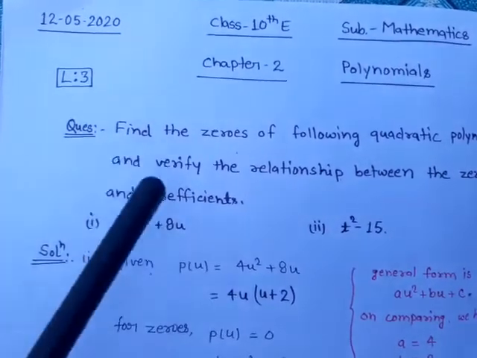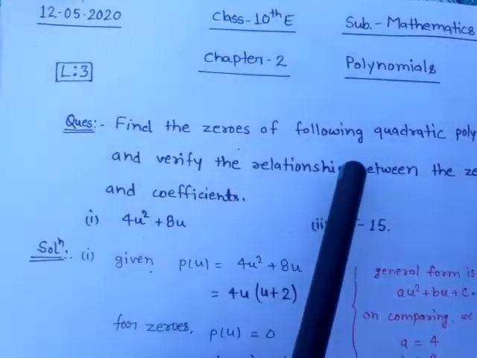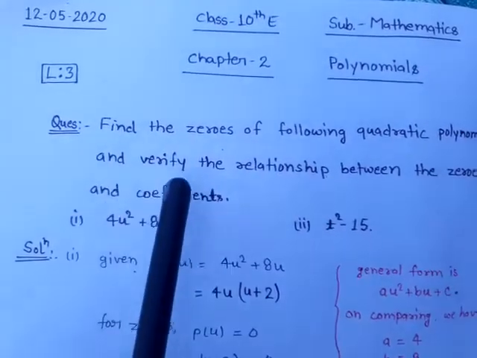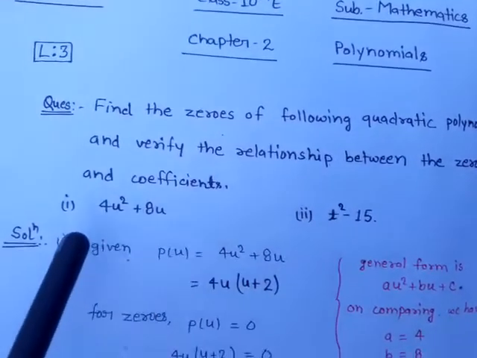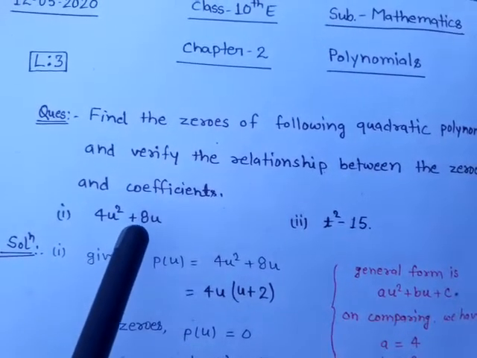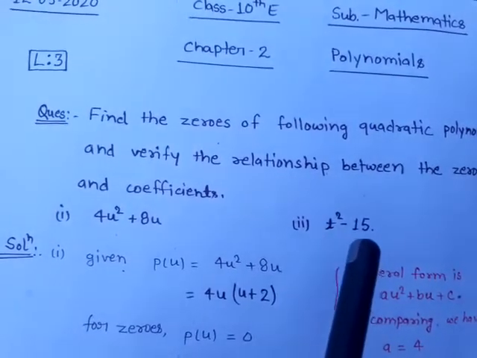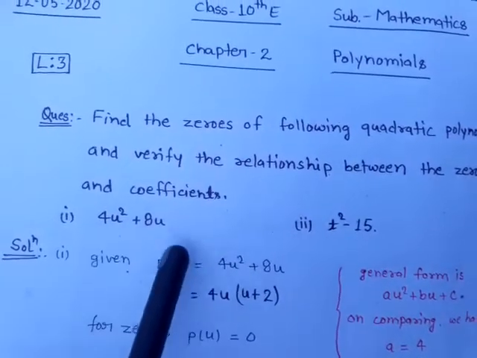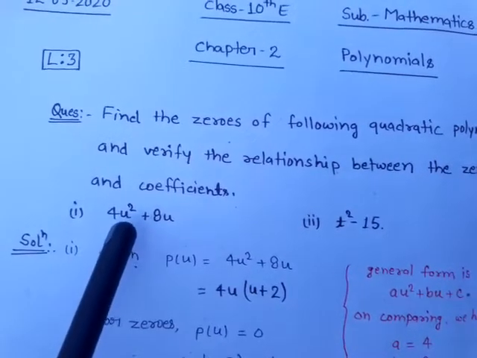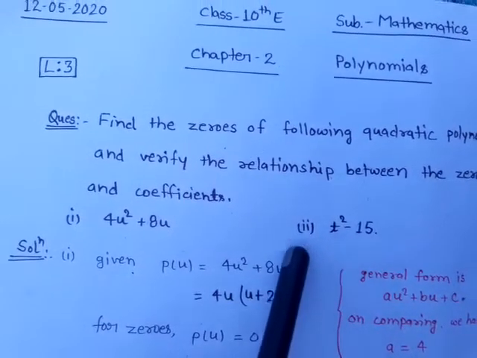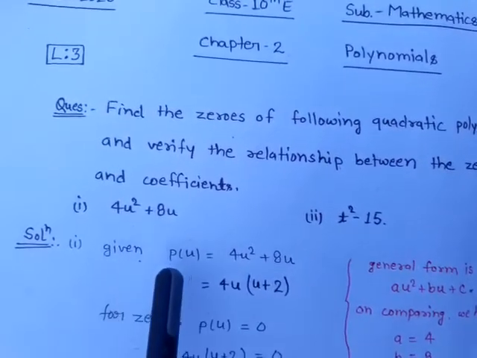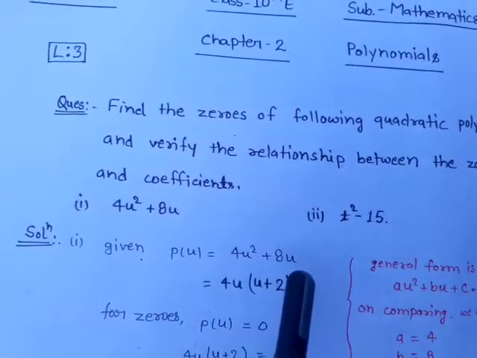Now, your first question is: find the zeros of the quadratic polynomials and verify the relationship between the zeros and the coefficients. The first one is 4u square plus 8u and the second one is t square minus 15. This is a quadratic polynomial in variable u and this is a quadratic polynomial in variable t. Now solving the first one, given p(u) is equal to 4u square plus 8u.